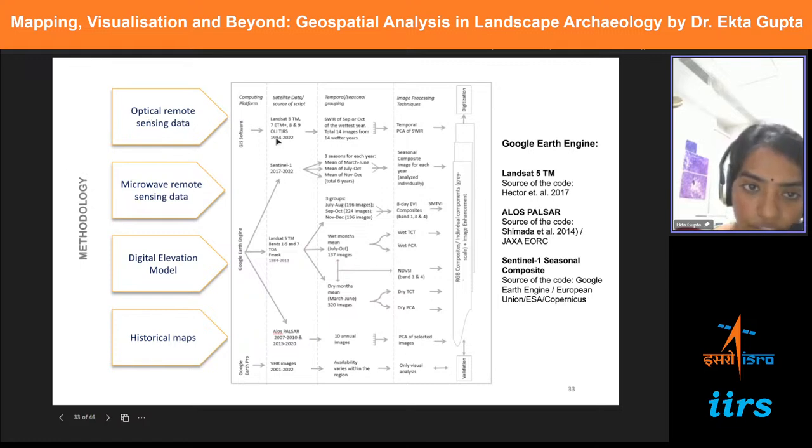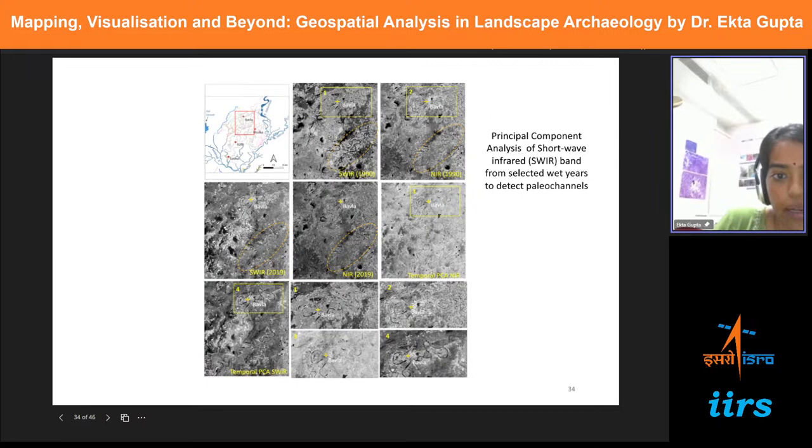And so we used different types of optical data. We used Landsat data, Sentinel data, and then Sentinel radar data, microwave data, and then digital elevation model and historical maps. We integrated all this, and these are different image processing techniques we used. We use multiple methods because it enhances our chance to identify paleo channels. And since we have better methods to quickly check this data, we use that. This is what we did here.